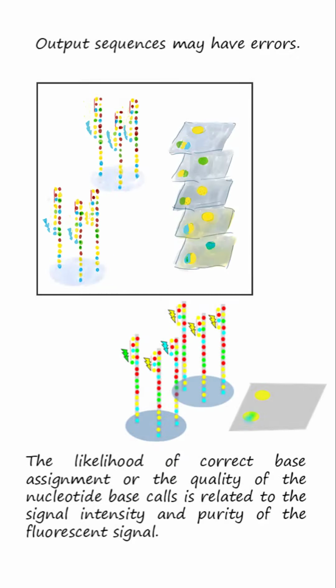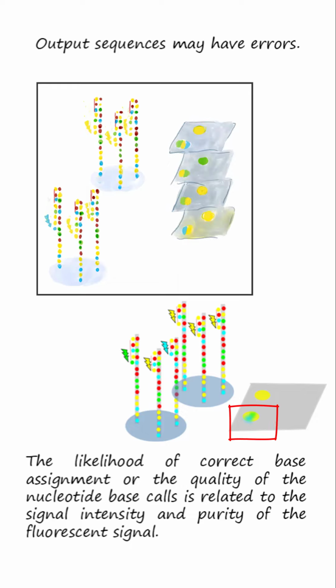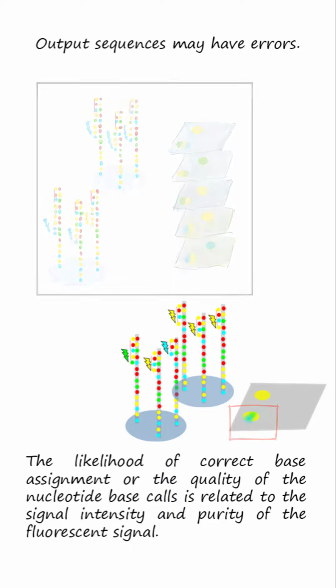Next generation sequencing's output sequences may have errors. The likelihood of correct base assignment, that is, the quality of the nucleotide base calls, is related to the signal intensity and purity of the fluorescent signal.